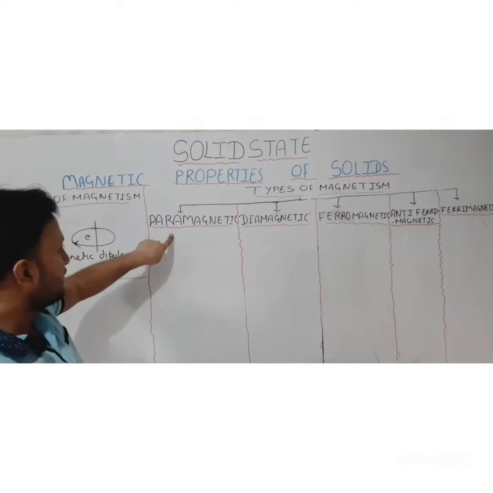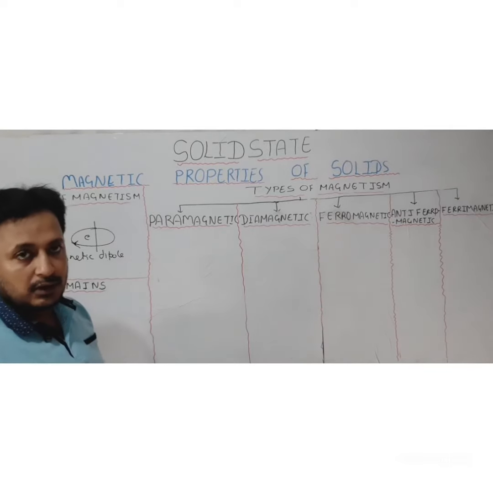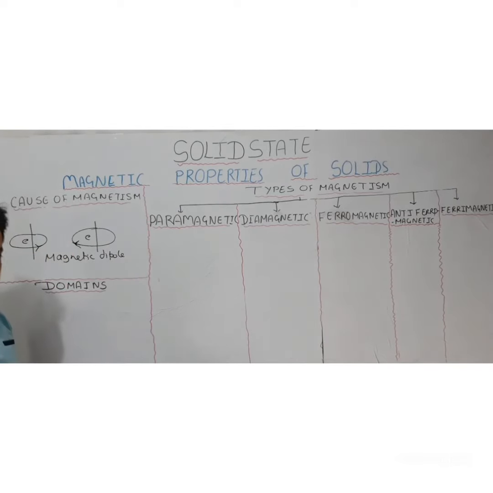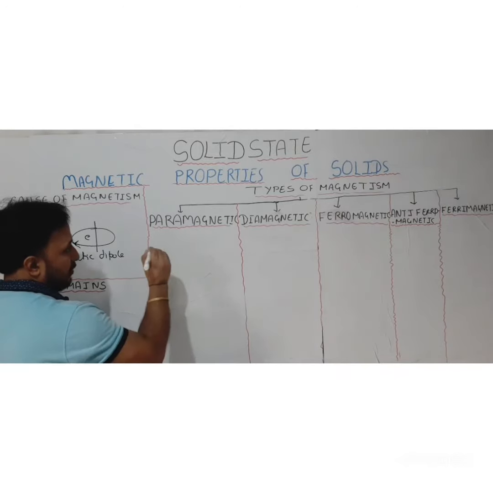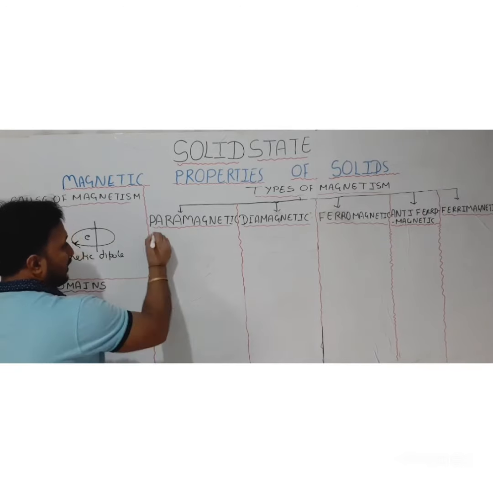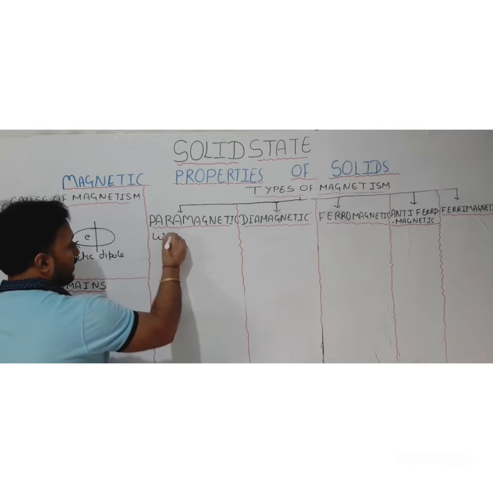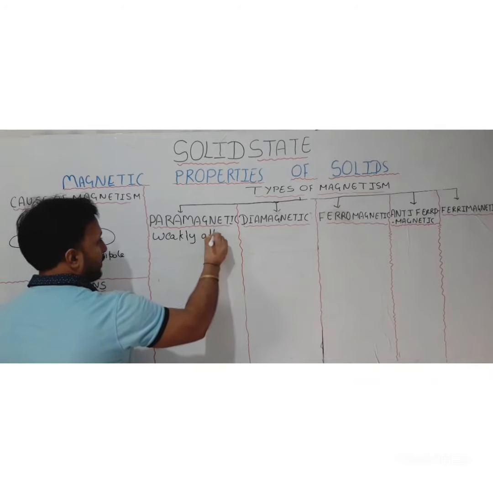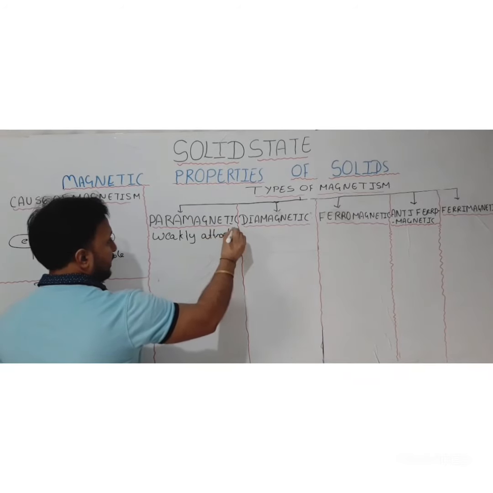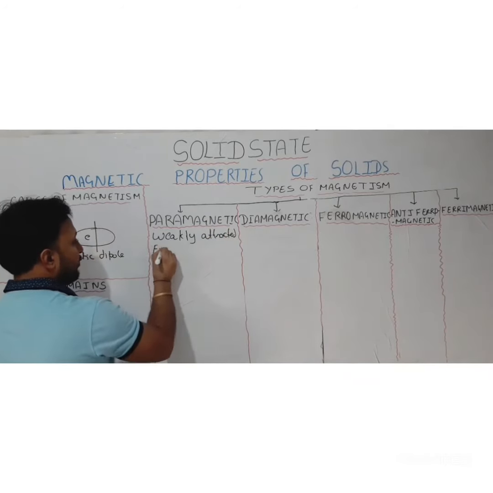First is the paramagnetic substance. Now what is this paramagnetic substance? According to the definition, paramagnetic substances are those which are weakly attracted when placed in an external magnetic field.